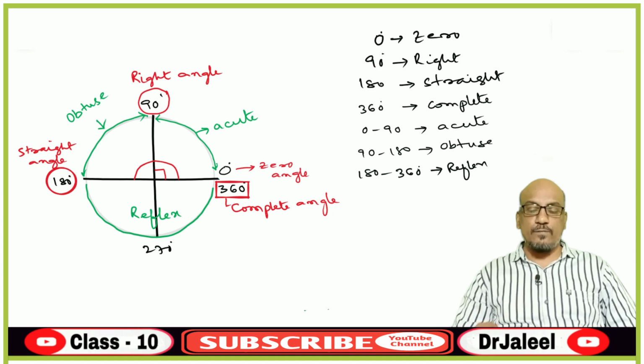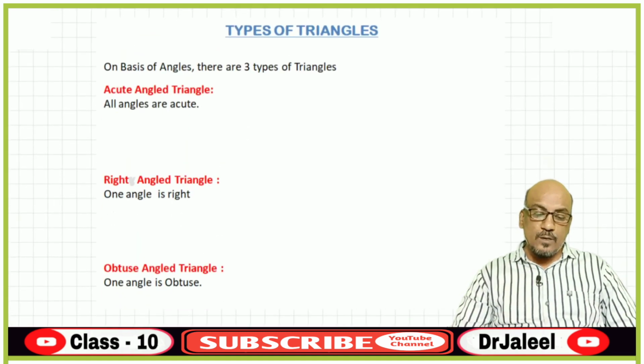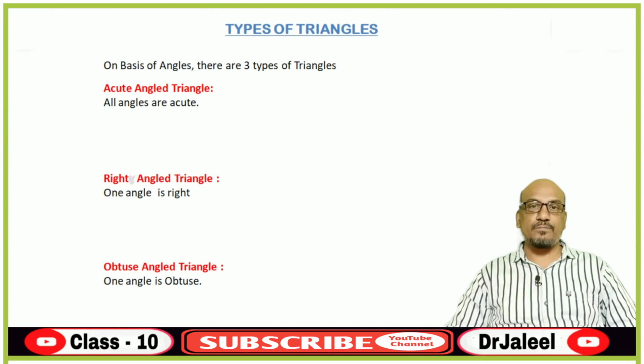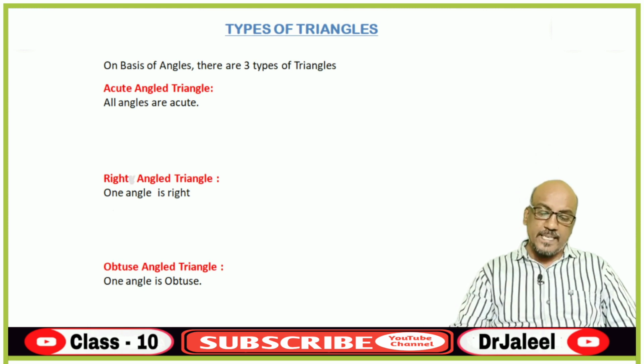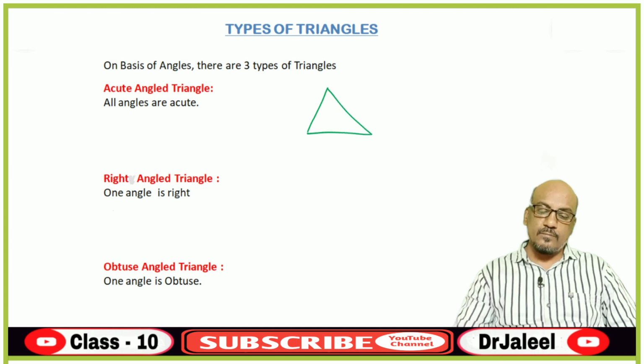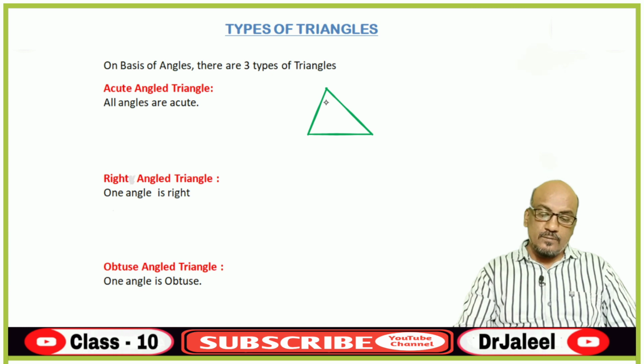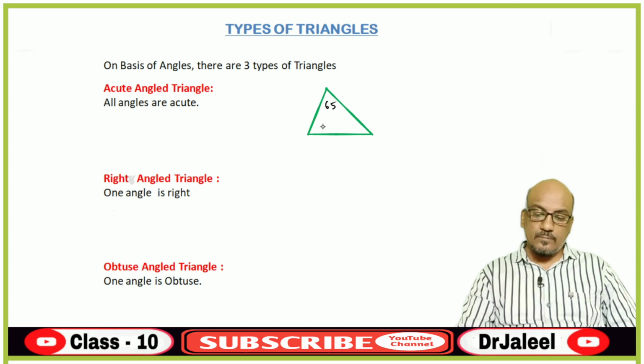So now children, after understanding this, let us get into types of triangles with respect to angles. So now let me take one triangle here, where for example I'll take this as 65, this is 50, and this is 65.